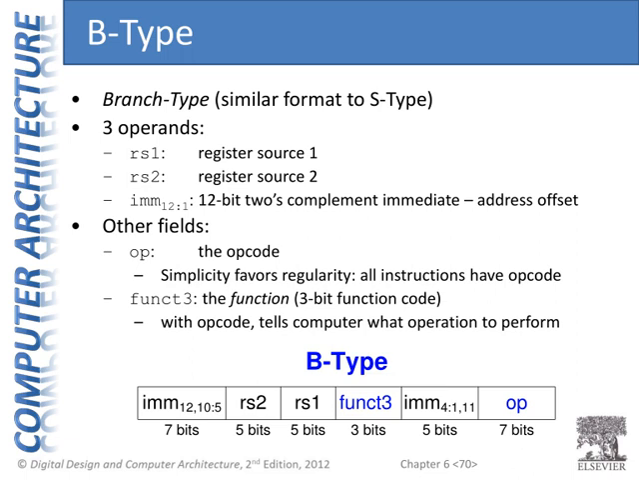So the next type is very similar to the S type. It's called the branch type or B type. It's just the way that we're going to handle the immediate fields. So all the fields are the same.